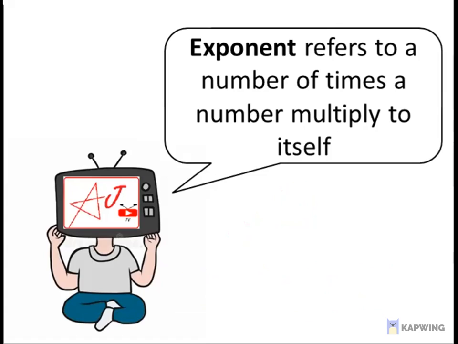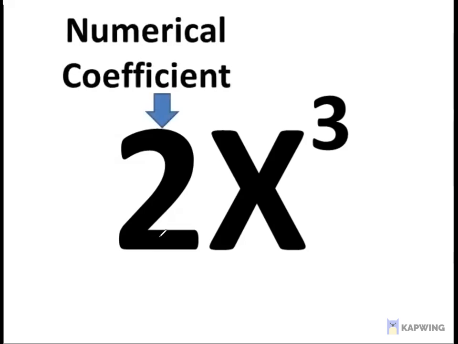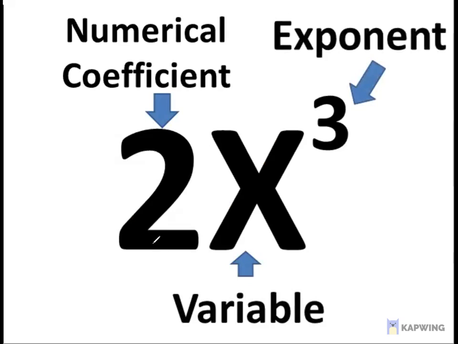Okay. So moving on. So kapag pinagsama-sama natin yung numerical coefficient, variable, and exponent, so magkakaroon po tayo ng tinatawag na term. So itong 2x to the cube power is an example of a term. So itong 2 dito, ang tinatawag nating numerical coefficient. Yung x dito, ang tinatawag nating variable. At itong number na sa upper right corner ng x, ang tinatawag nating exponent.